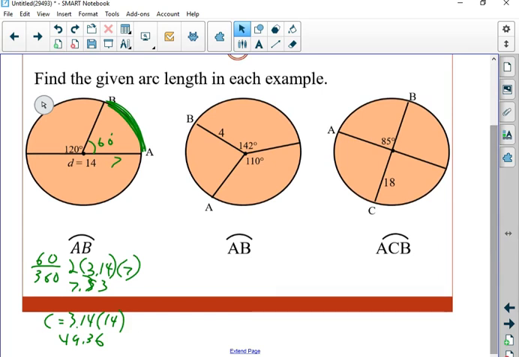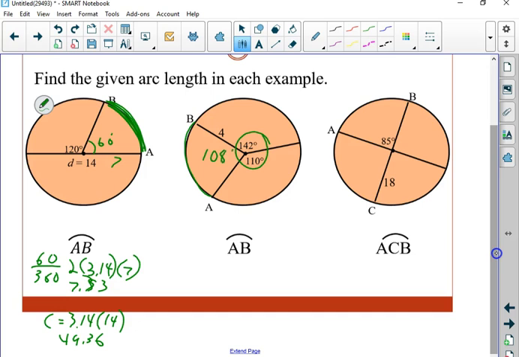So, AB here. We're trying to find this piece. Well, together those add up to 252. If we subtract that from 360, we get 108. So, measure of the arc, 108, divided by 360, times 2, times pi, times r, which in this case is given to us as 4. That ends up being 7.54.